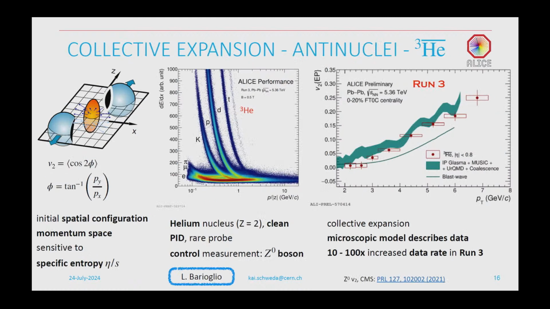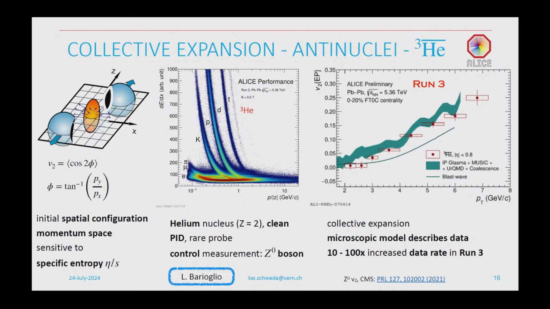Elliptic collective flow is addressed in non-central collisions. You see here the collision zone. It's modulating in azimuth, and this azimuthal modulation is transferred into momentum space effectively in the quark-gluon plasma and quantified by the second Fourier coefficient with respect to the symmetry plane of the collision.